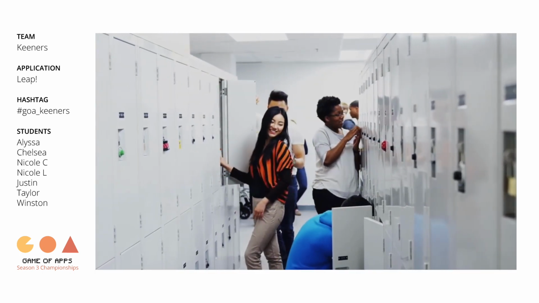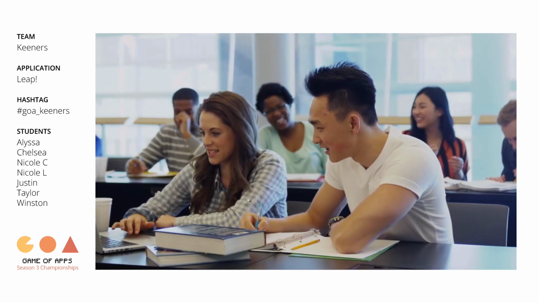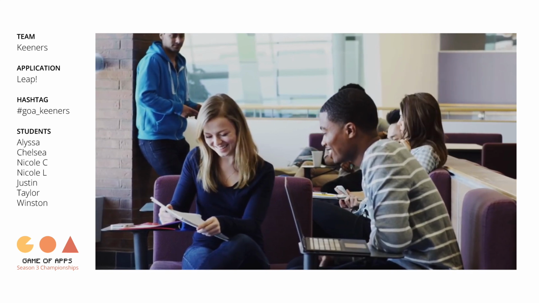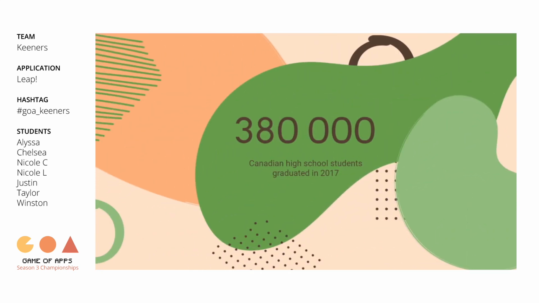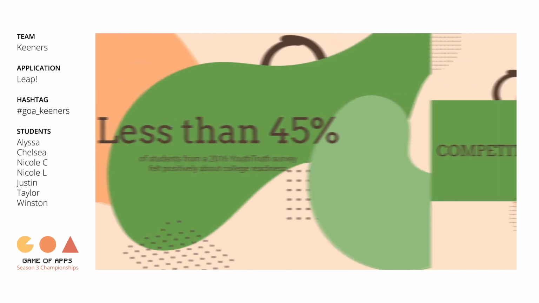Our app mainly targets high school students of grades 9 to 12 with plans to seek further education, but ultimately anyone hoping to graduate can use the app to their advantage. To get a feel for our market size, in 2017, almost 380,000 high school students graduated in Canada, and based on a 2016 Youth Truth survey, less than 45% of students felt positively about their college readiness.